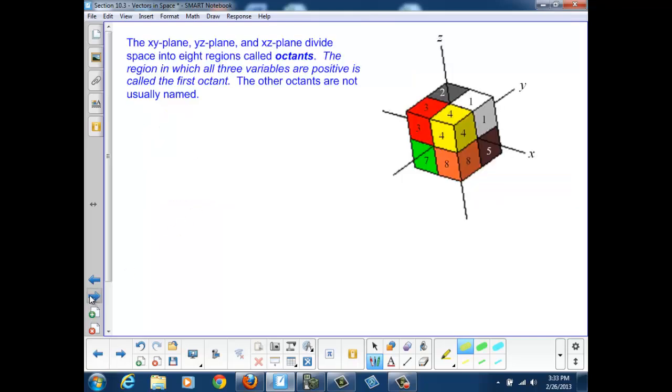First of all, let's talk about how three-dimensional space is organized. We take the xy plane, the yz plane, and xz plane and divide space into 8 regions called octants. The region in which all 3 variables are positive, so when x and y and z are all positive, is called the first octant. The other octants aren't usually named.